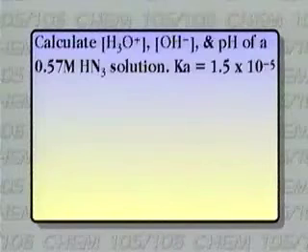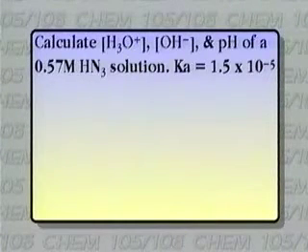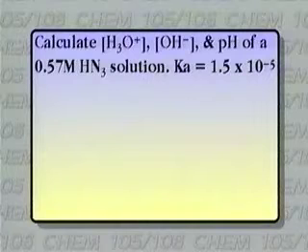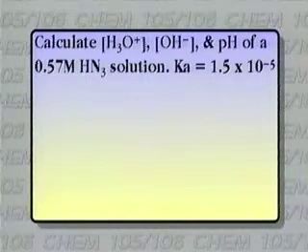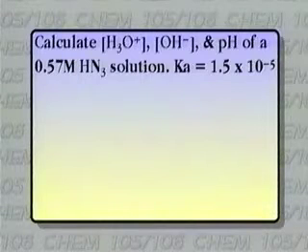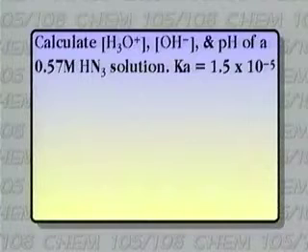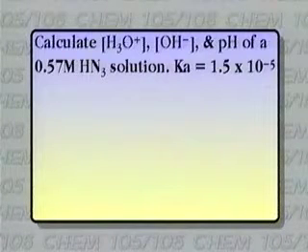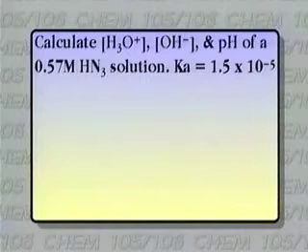Let's look at a new problem here. Calculate the same things, hydronium, hydroxide, and pH, of a 0.57 molar solution of hydroazoic acid, HN3, and the Ka, the equilibrium constant.